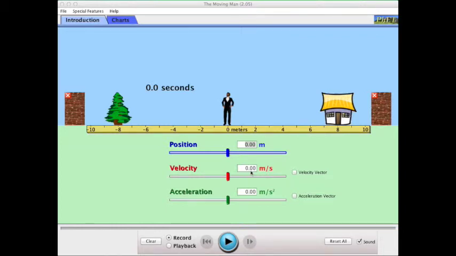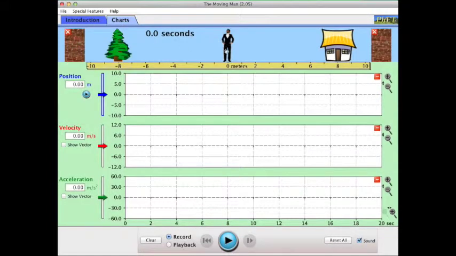This program is called the Moving Man. It will allow us to explore the relationship between position, velocity and acceleration by setting these sliders or by setting values in these text boxes. We won't be using this introductory page. Instead, we'll be using these charts which show the position, the velocity and the acceleration timelines.